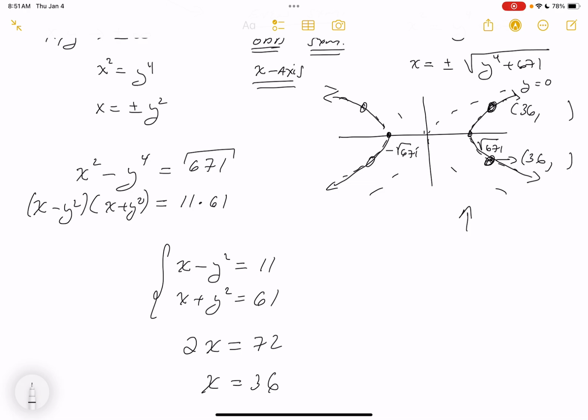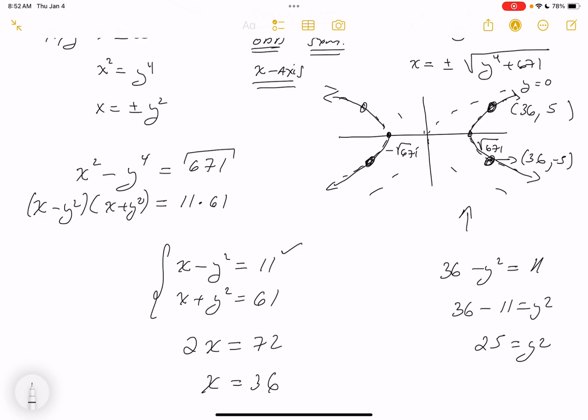I want to know what the y is going to be, though. And so I'll use this equation over here. So 36 minus y squared. I don't know if it's going to be integer. I'll figure out maybe there's no integer. So what do you get over here? 36 minus 11 equals y squared. 36 minus 11 is 25 equals y squared. Yeah, plus or minus 5.